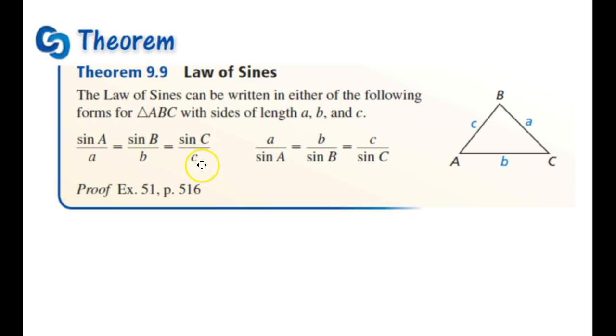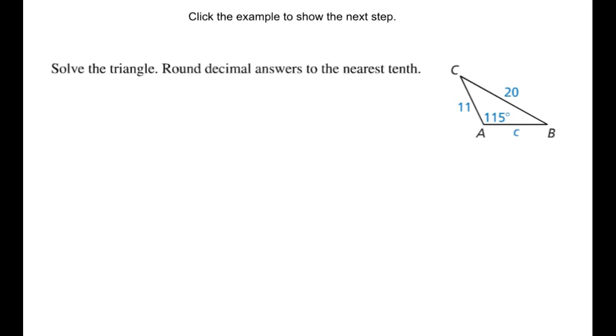You'll see that these ratios are all equal. The only thing that you need to know and care about is that all of the angles have to be on the top and all the sides on the bottom, or all of the sides on the top and all of the angles on the bottom. It really doesn't matter which way we go, as long as it's the same in all 3 that we're going to use. So now let's look at some examples of this.